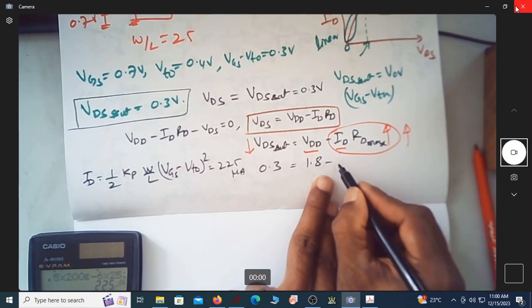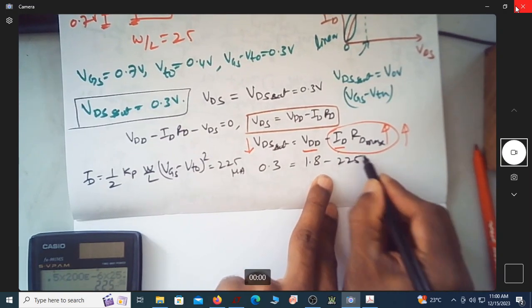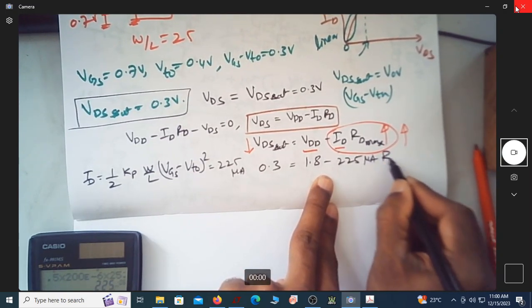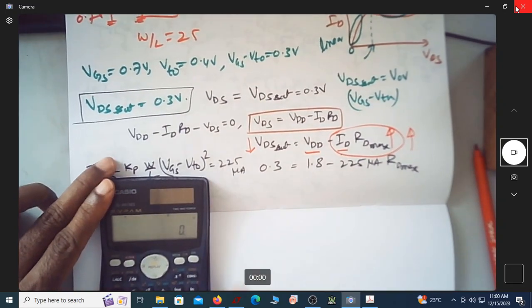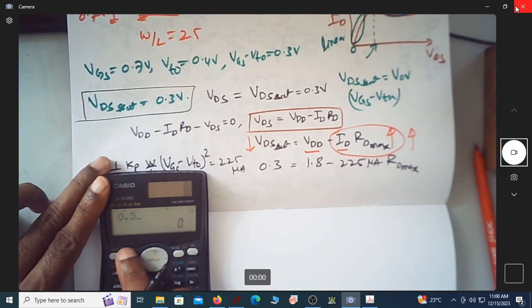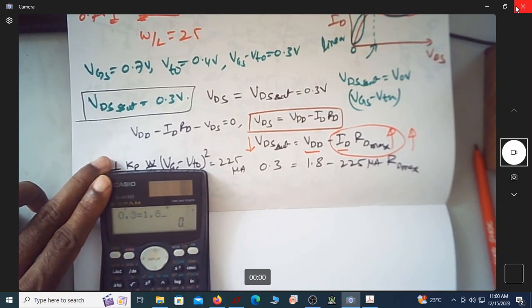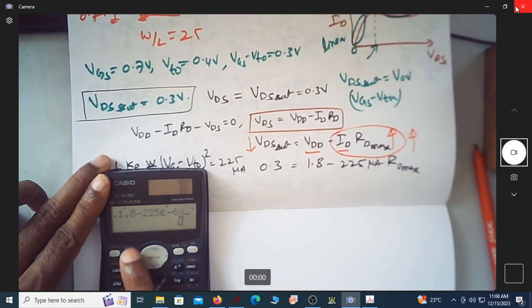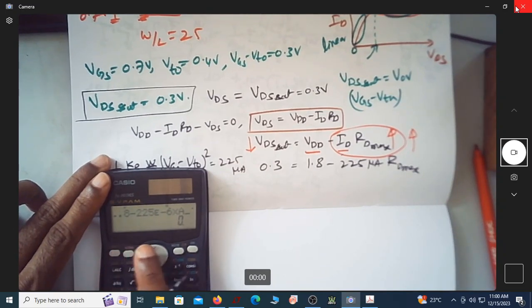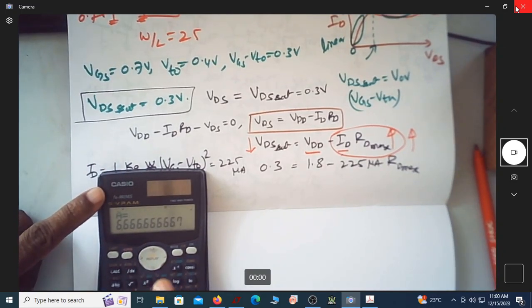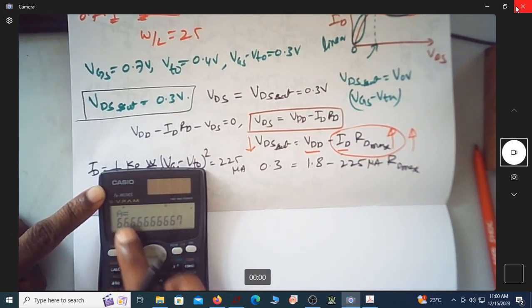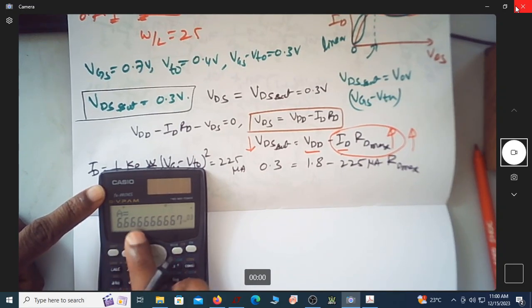I can substitute the same thing, 225 microampere. This is for RD max. So I can use this equation as it is: 0.3 equals 1.8 minus 225 exponential minus 6, that is 225 micro, multiplied by this unknown parameter, alpha A. Now let me calculate. So I got the value of this A as, you can put it in engineering notation, 6.66.